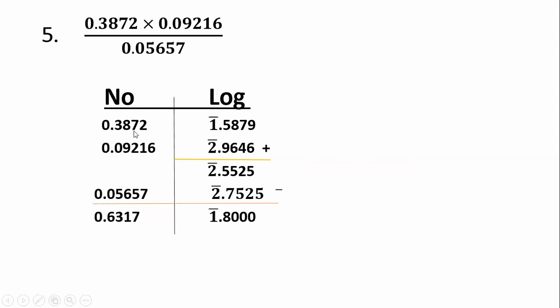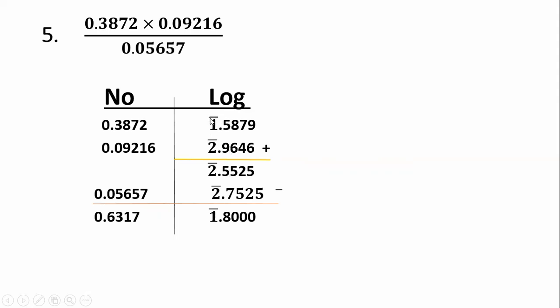So we check 38 under 7, difference 2, 5879. 92 under 1, difference 6, 9646. Multiplication of the numerator, so you add, and our addition will give us 15. We carry 1, 11 plus 1, 12. Carry 1, 9 plus 6, 15, you carry 1, 6 plus 9, 15, you carry 1.